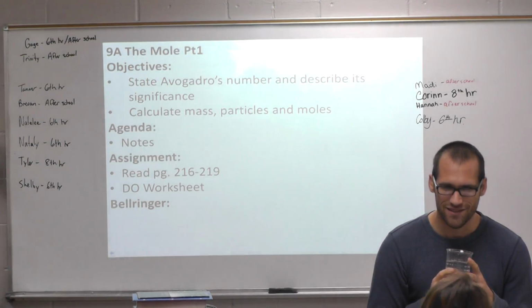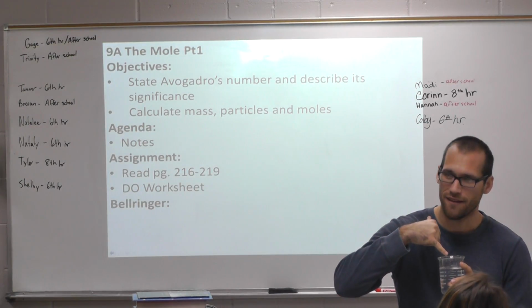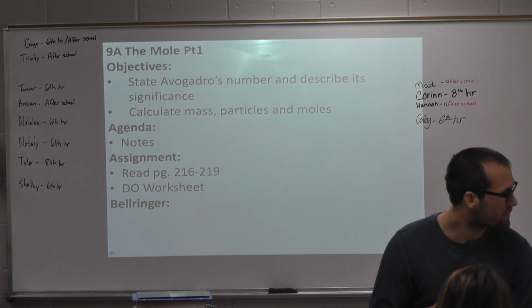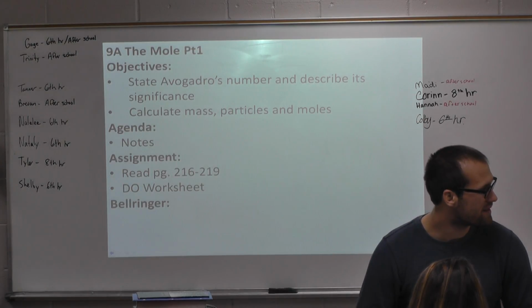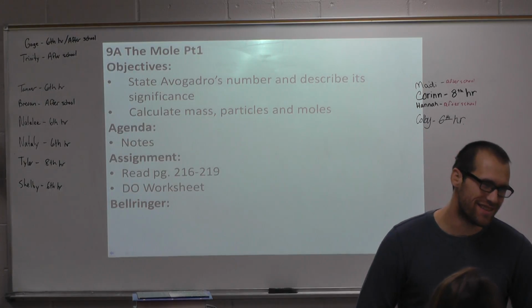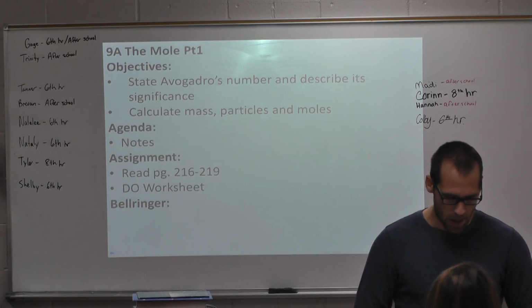I feel like she's close. 60,000. We need to measure how many ounces or whatever are in there. Multiply it by 6.022 times 10 to the 23rd. Wait, no. Nope. We'll talk about it.